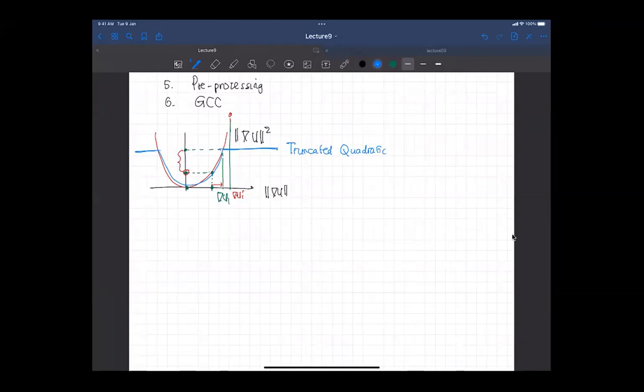Truncated quadratics means that you have this kind of function. So you truncate that, and the penalty will not be too high. There is a truncated quadratic, but as you can see here, it's no longer convex. So what is the definition of convex?